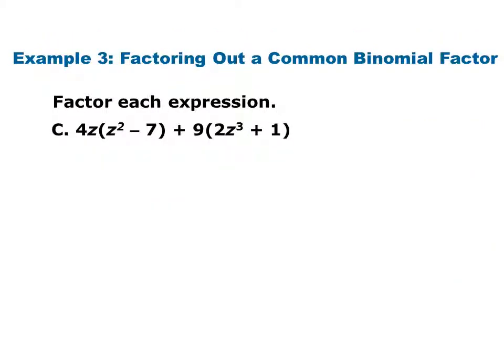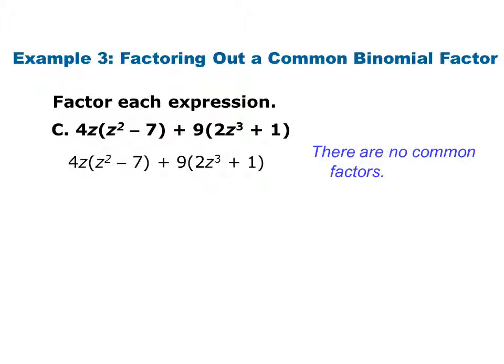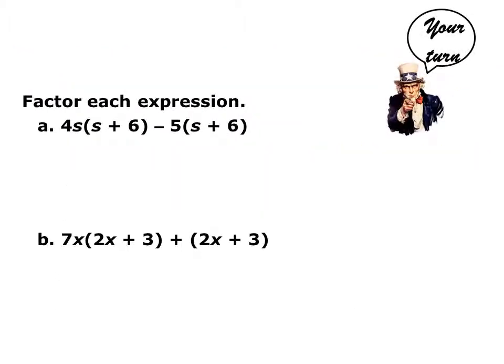Now here's another example. Now look at both of them. Are they identical? z squared minus 7 is not the same as 2z cubed plus 1. Therefore, this is done. We cannot do any more. It's already factored, okay? It cannot be factored anymore.